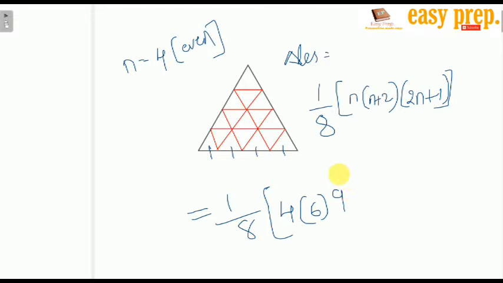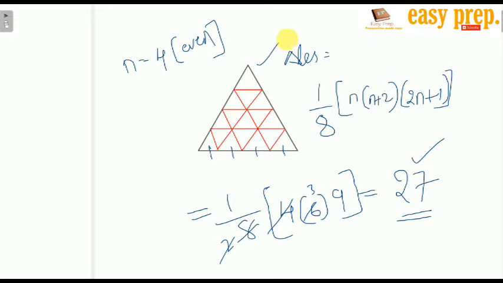So 9. Now 4 ones, 4 twos, 2 ones, 2 threes, so 3 nines, 27, right? So there will be 27 triangles in this figure, friends. Okay, there will be 27 triangles. Okay, so now let us look at a triangle where the base triangles will be of odd number.